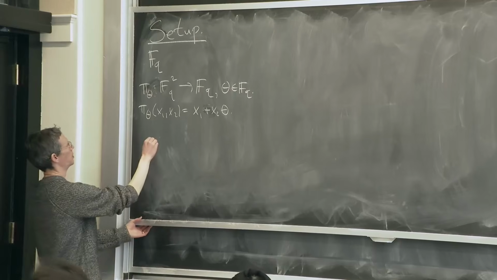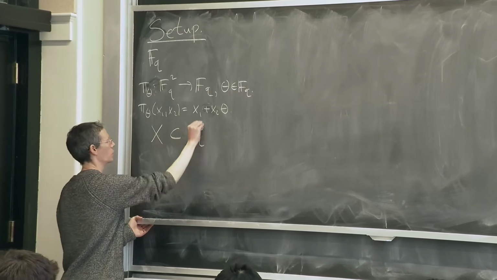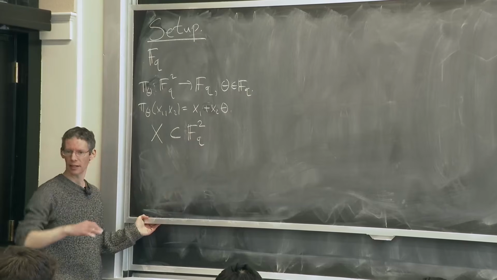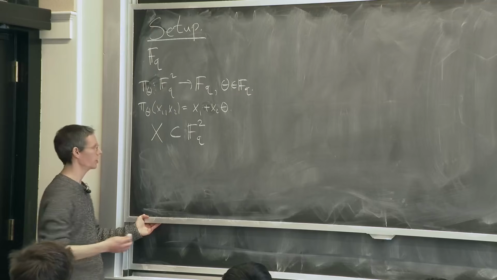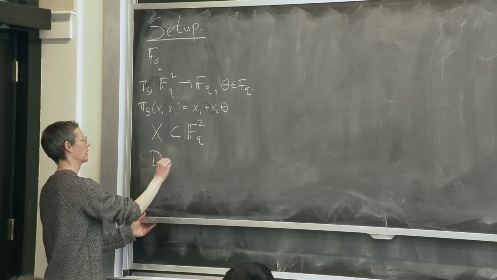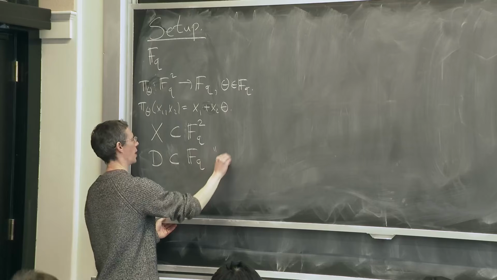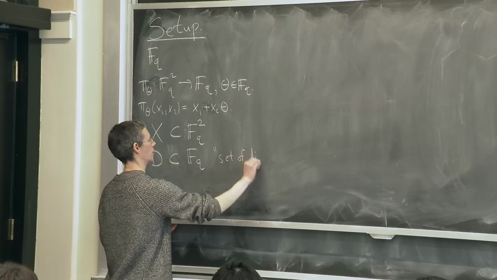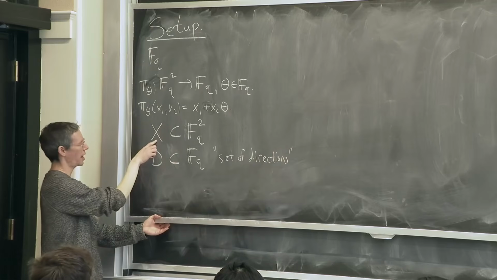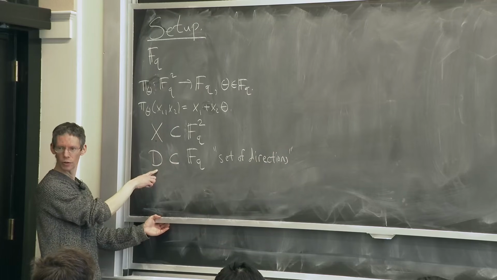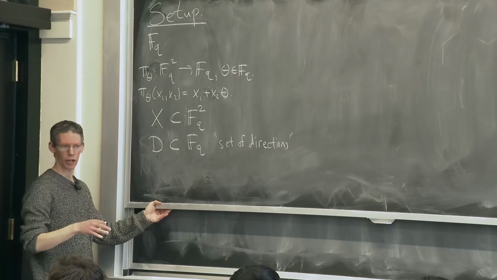So now our setup is that we'll have a set of points, X, in the plane, F_q squared. And we'll think about projecting this set of points in a bunch of different directions. So then we'll have a set of directions, which is called D. So D is a subset of F_q. And you think of it as a set of directions. I'm going to imagine taking the set X and projecting it in all of these different directions that are in D. And we'll see how big the different projections are.